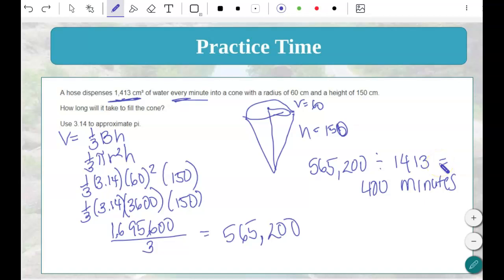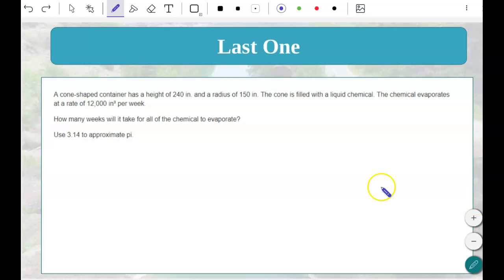All right, we're going to do one more because these do take a while. I don't want the video to be super long and I don't want to lose you. So this time, a little different. Cone-shaped container has a height of 240 inches, a radius of 150 inches. The cone is filled with a liquid chemical. The chemical evaporates, so it's going out at a rate of 12,000 cubic inches per week. How many weeks will it take for all the chemical to evaporate?